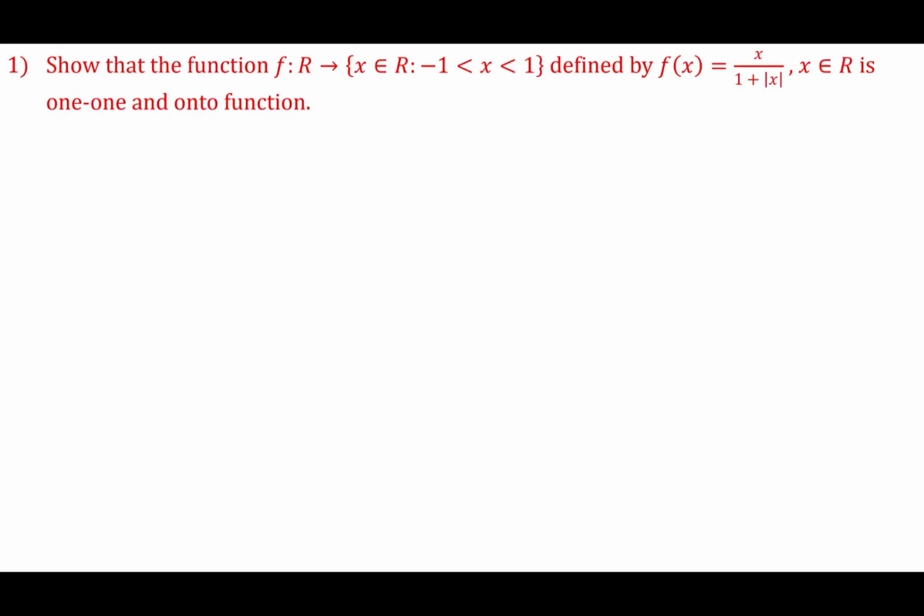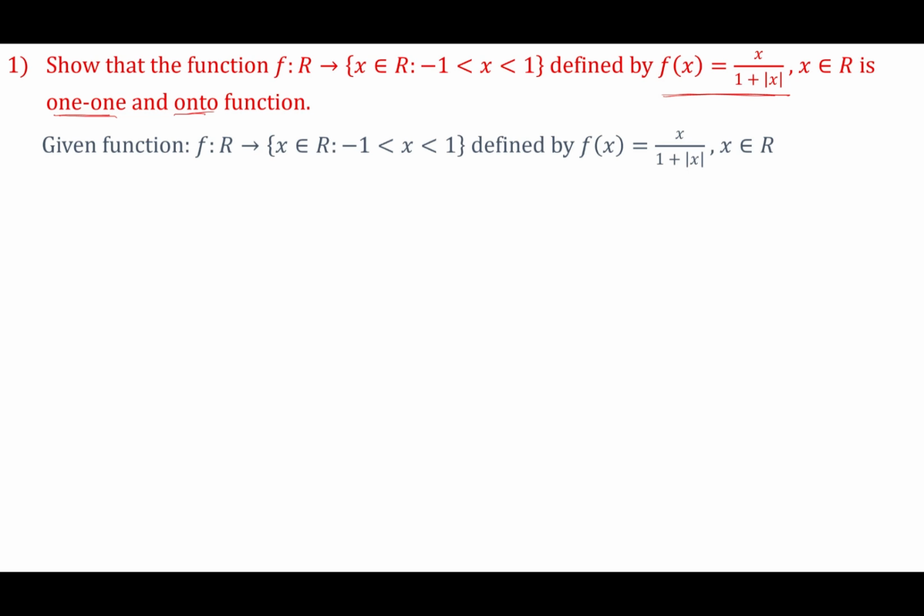Question 1. Show that the function f from R to (-1, 1), defined by f of x equals x over 1 plus mod x, where x belongs to R, is one-one and onto. So we have to show that this given function is one-one and onto.